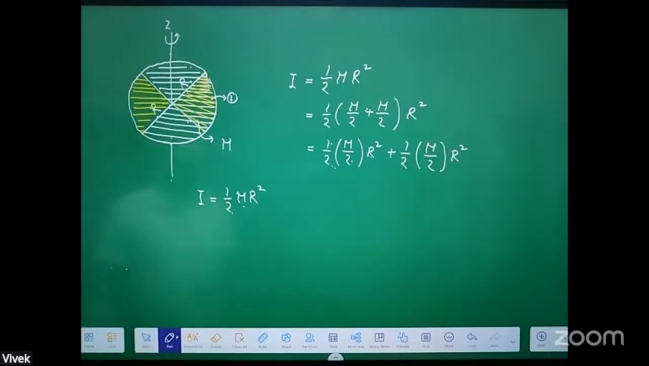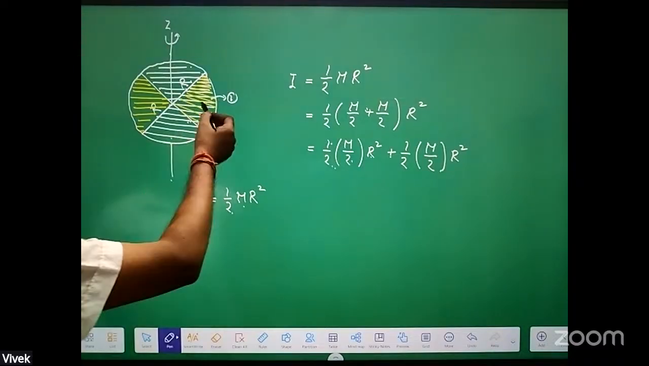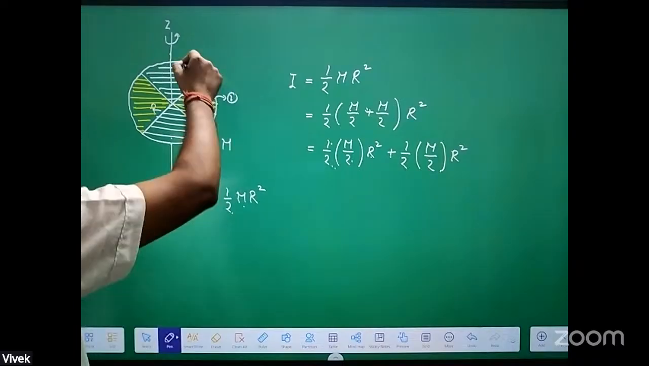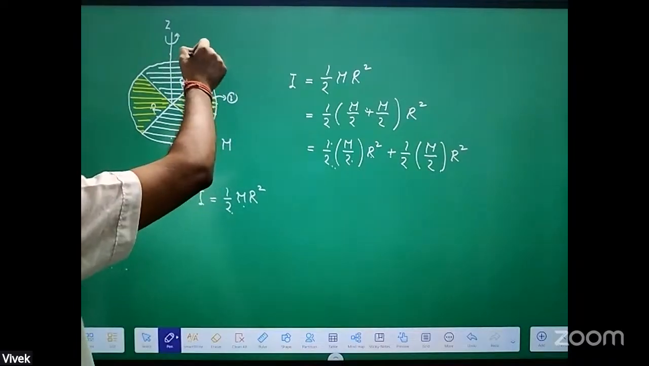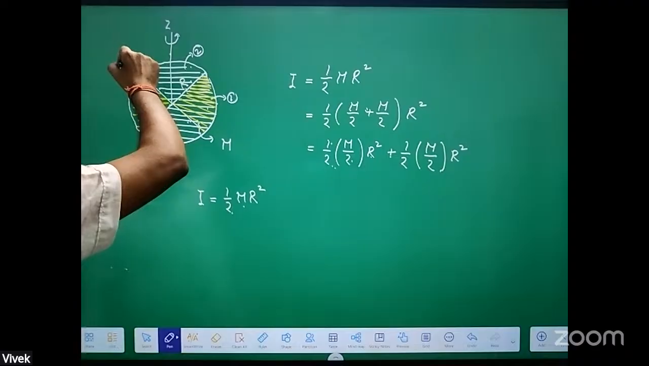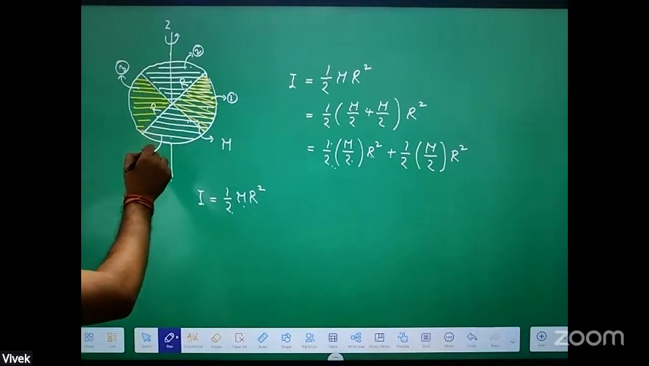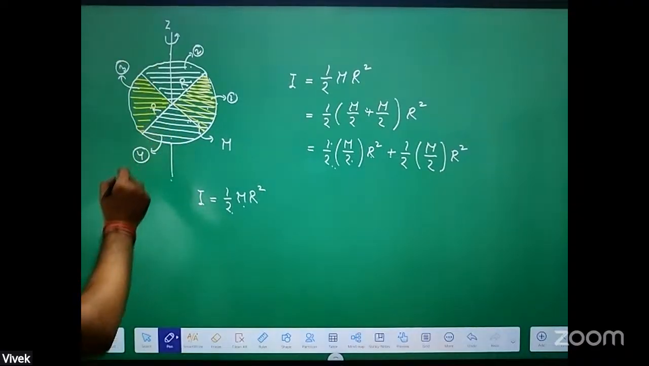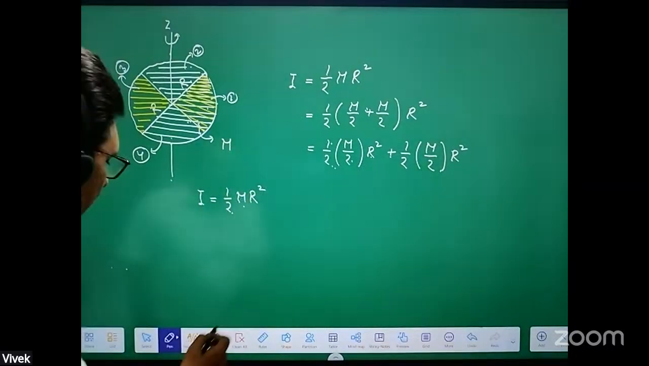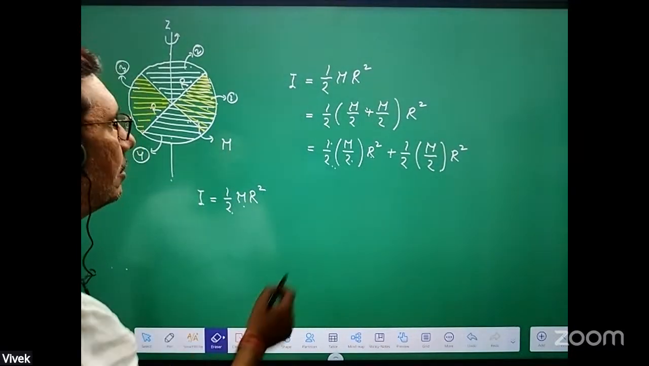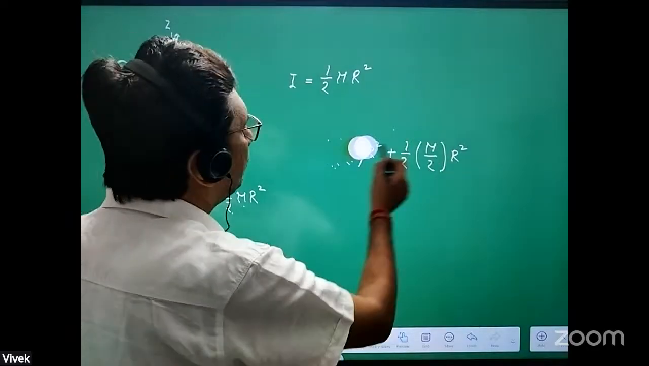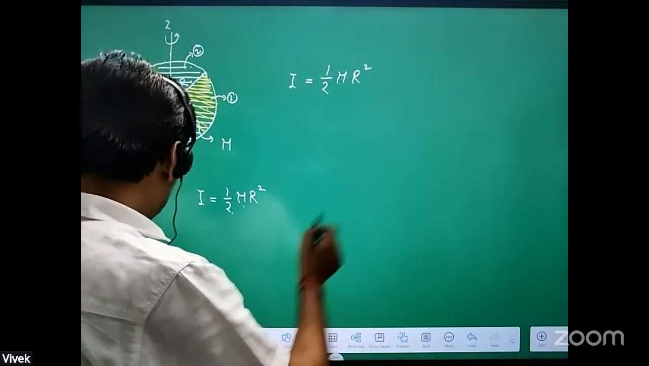You have divided this disk into four parts. You want to find out the moment of inertia of the one part. This is part one. This is part two. This is part three. They are symmetrical and their situation is symmetrical. So I will divide this mass into four equal parts. So you will divide this into four parts.